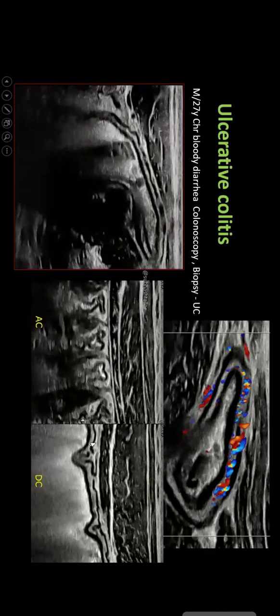So thickness is not the criterion in this patient. The blunting and paucity of the haustral pattern is the criterion, and the vascularity. So this is how we see ulcerative colitis findings.